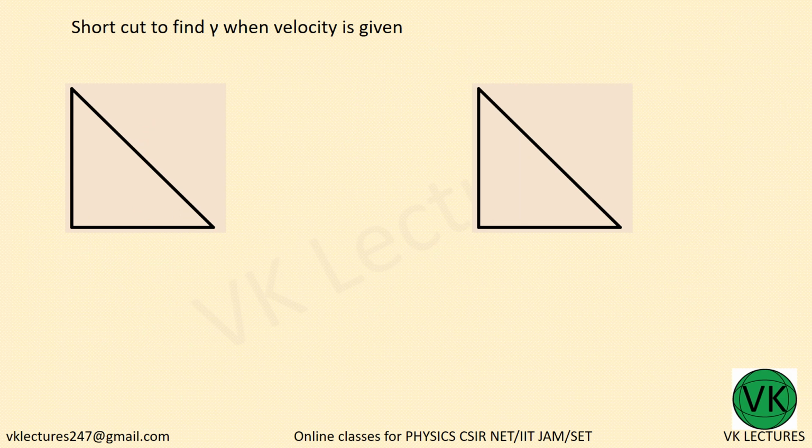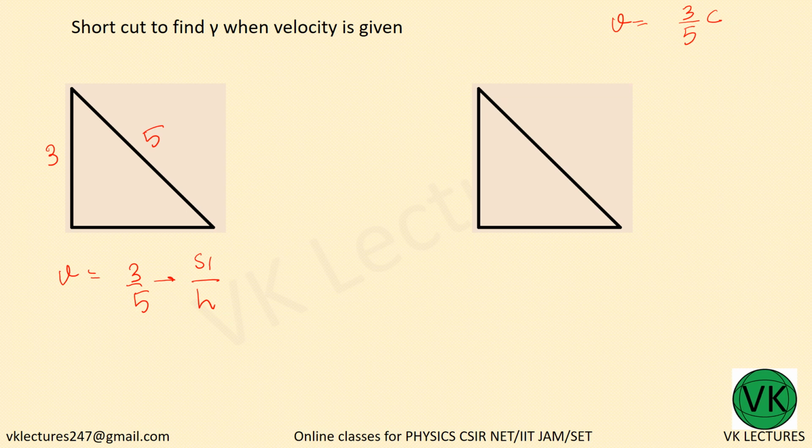To find gamma when velocity is given, we will use the same formula, the same technique. So velocity is given, let us take it as 3 by 5 times the speed of light. So how can we go? When you write v is equal to 3 by 5, take 3 as side 1 and 5 as hypotenuse. So hypotenuse goes to 5, side 1 goes to 3. Now what is the remaining side?